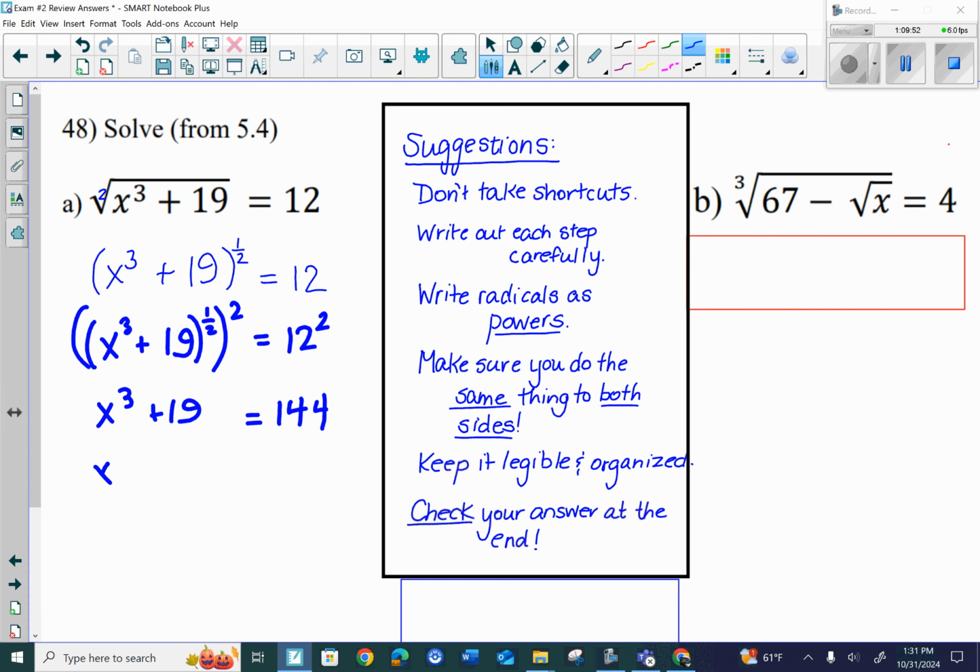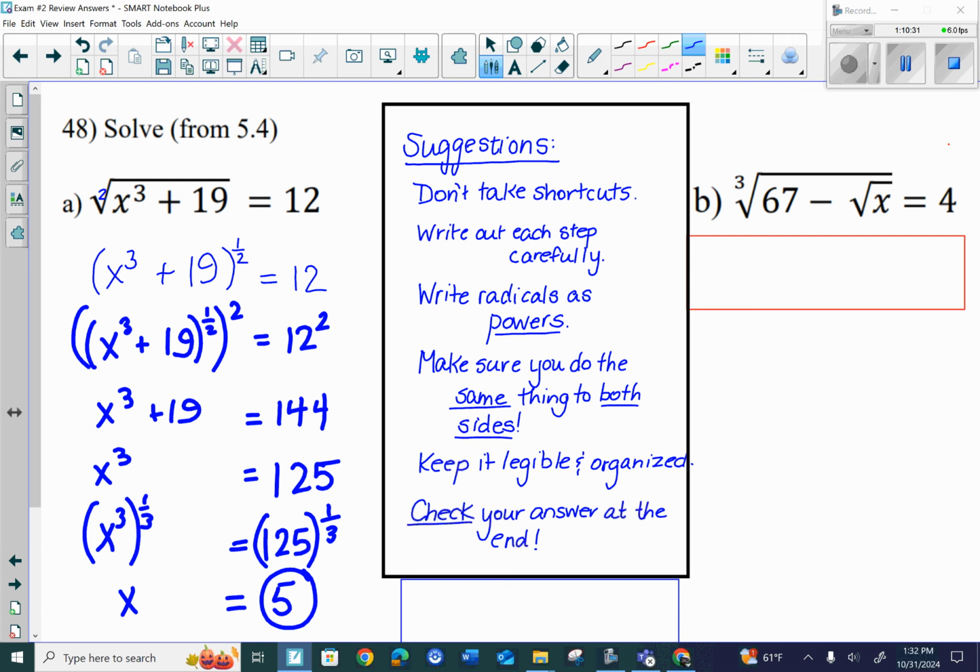Then I subtract 19 from both sides. You can show that you're subtracting 19, or you can just do it. Let's see, 144 minus 20 is 124, but that would be 125. Okay, and then I can look at this. This is an easy one for inspection. I can say, well, what cubed is 125? I happen to know that, but if you didn't, you could raise both sides to the 1/3 power.